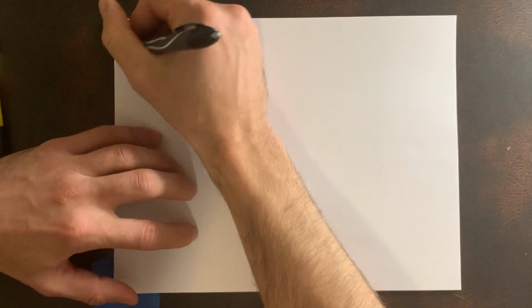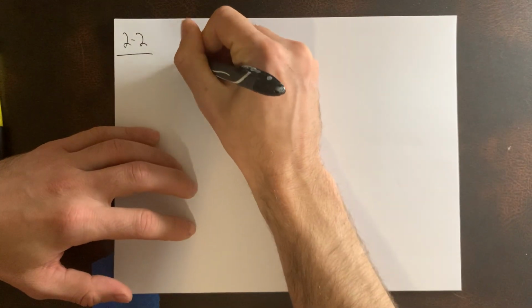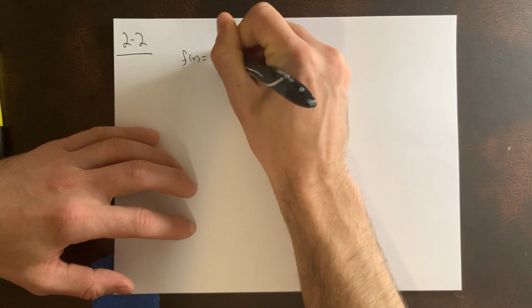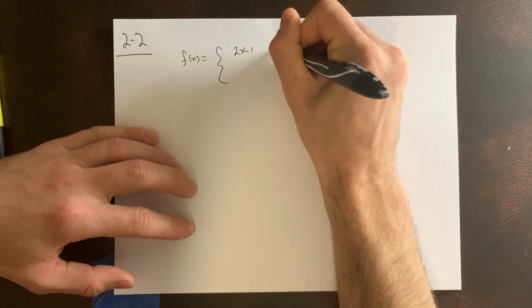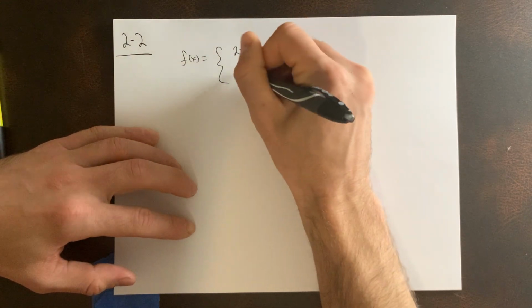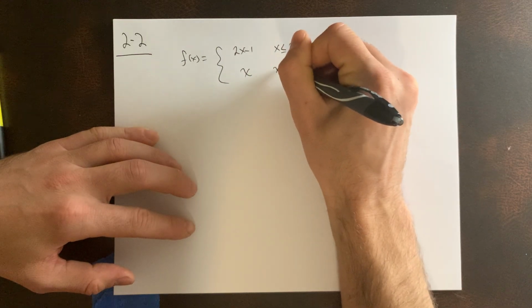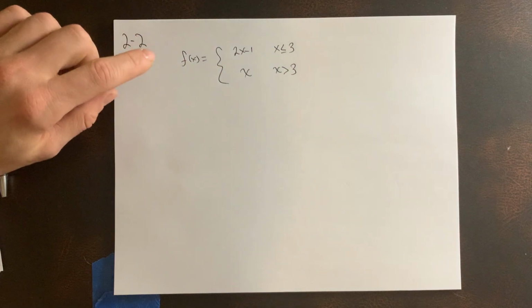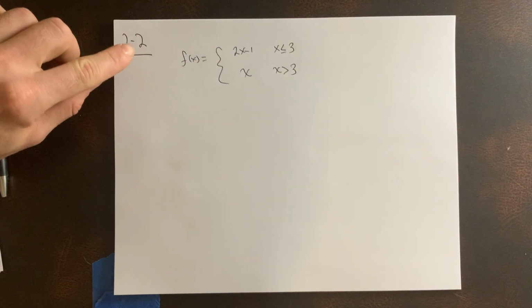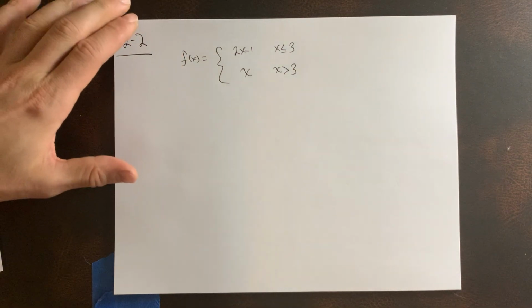In this section, we're going to graph a function that we haven't really seen yet. This will be an example of one that we'll try to graph. f of x equals 2x minus 1 if x is less than or equal to 3, and x if x is bigger than 3. What this means is that there are two different functions we can choose from when we're plugging in a number for x.